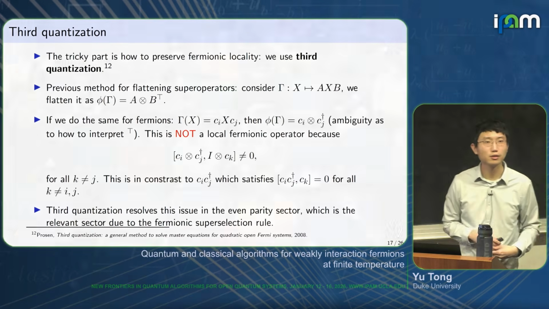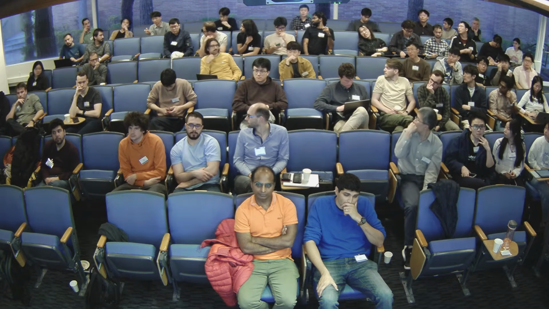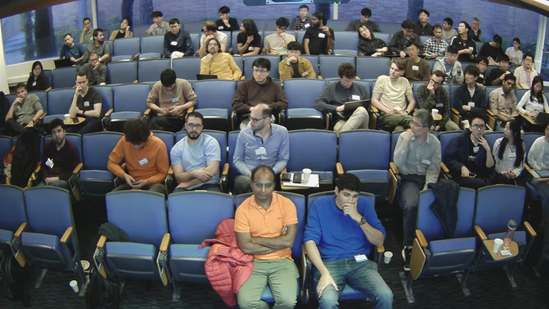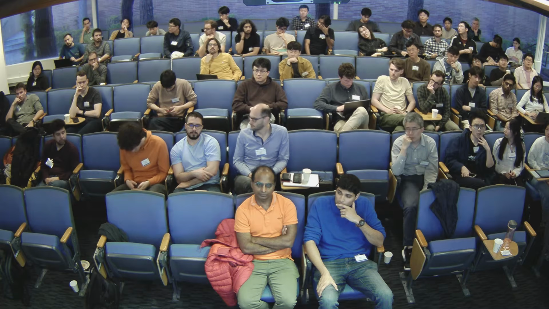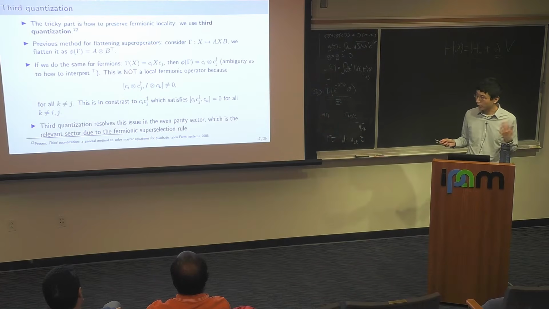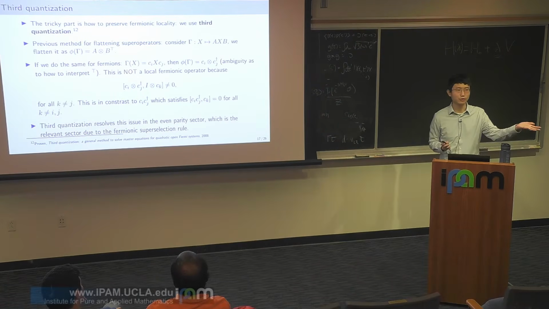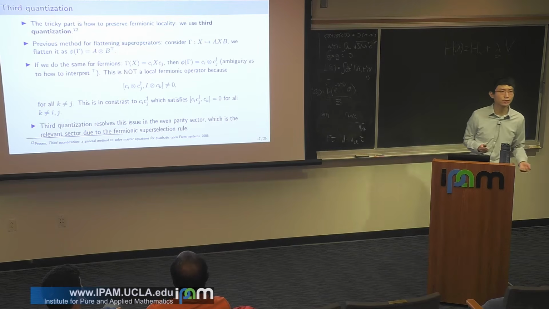But after you get the parent Hamiltonian, it's still a fermionic Hamiltonian. Yes. So it preserves fermionic locality. So that's why we can use those results that were developed for fermionic Hamiltonians.